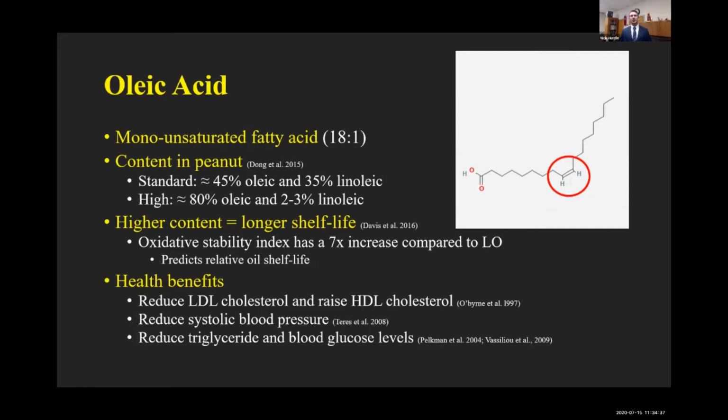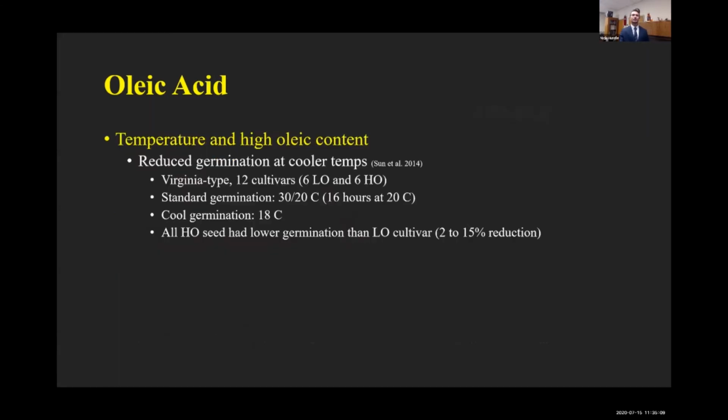So why exactly do you want a high oleic peanut? A high oleic content will equal a longer shelf life. The oxidative stability index has about a 7x increase compared to a low oleic peanut, and the oxidative stability index predicts the relative oil shelf life. There are also numerous health benefits, such as reducing the LDL cholesterol or the bad cholesterol, as well as raising the HDL or good cholesterol. But it can also reduce the systolic blood pressure and reduce triglyceride and blood glucose levels.